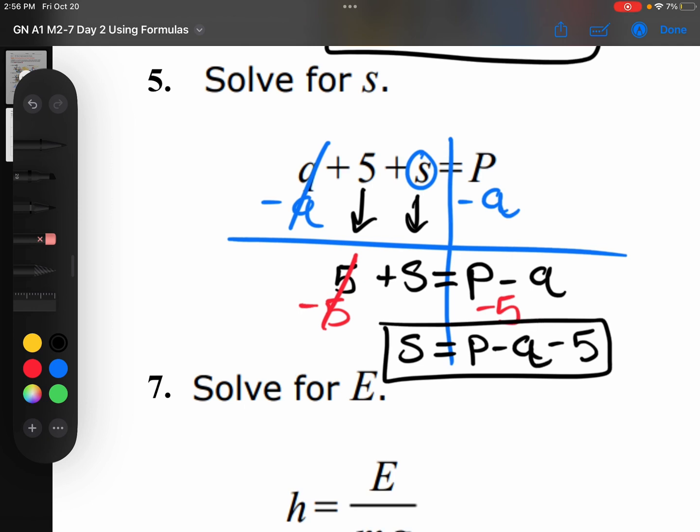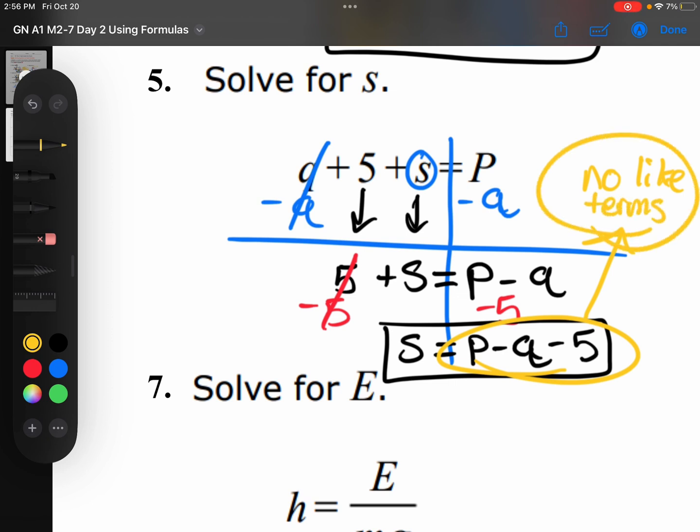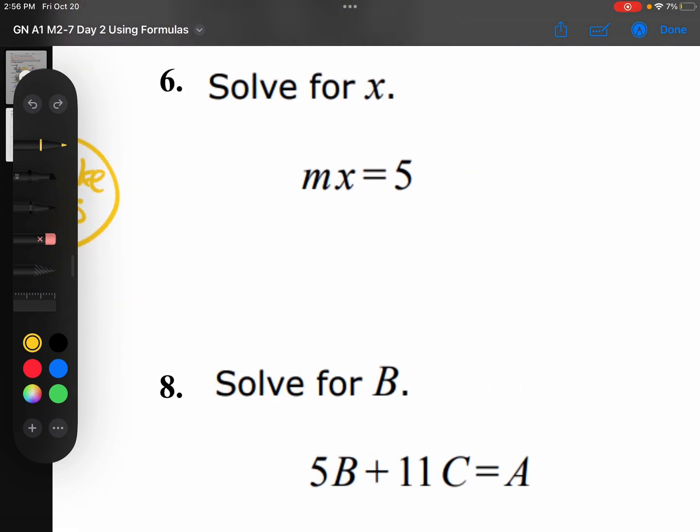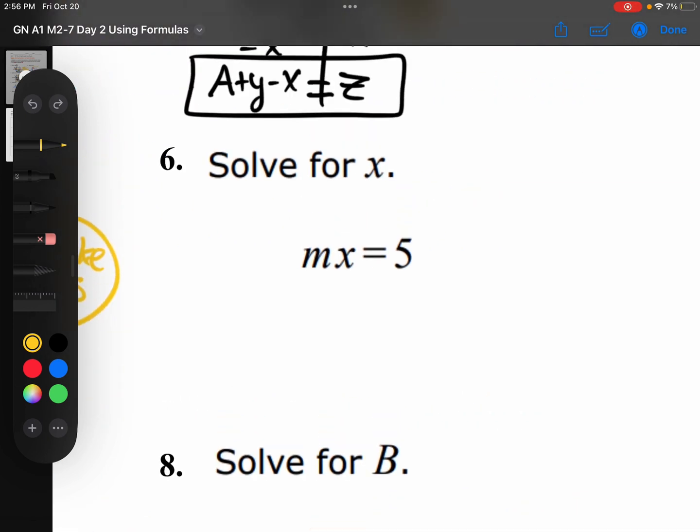Once again, since there are no like terms on this side, I cannot combine. Remember, we're playing like the matching game. When we don't have terms that match, we cannot combine them, so we just write them together like that. Okay, so we solve for s. Now we're going to go to number 6, where we're going to solve for x.